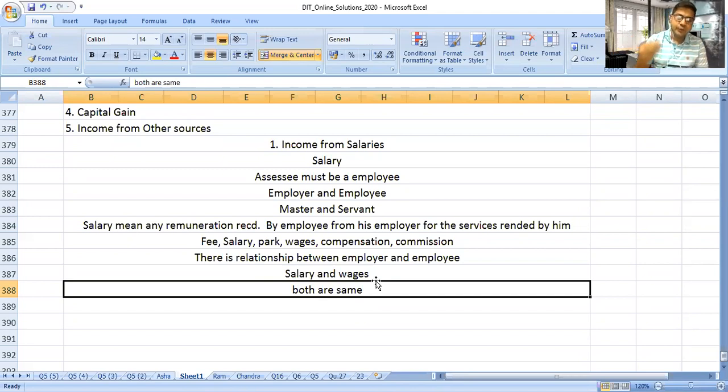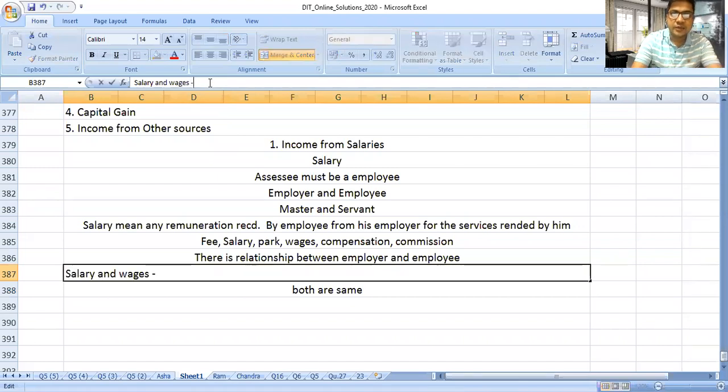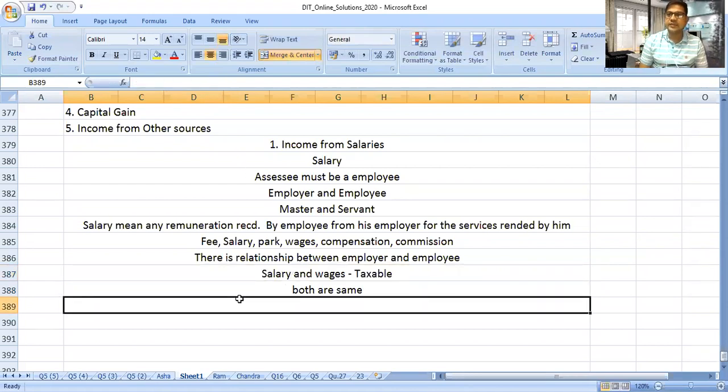Salary includes wages and both are taxable. Wages and salary both are taxable as salary. Wages are also considered as salary and salary is also considered as salary. There is no difference under the Income Tax Act. Both are the same. Whatever difference they are providing, received on a monthly or daily basis, such difference we will not consider.